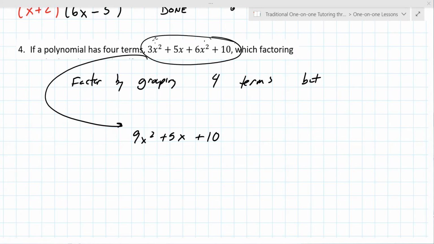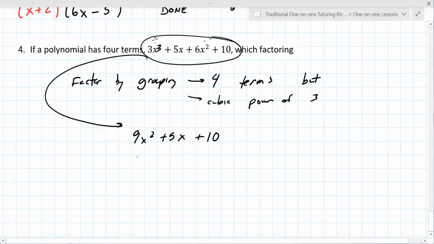Problem is, I think the instructor meant to make one of these cubed. I really think the instructor meant that, because the other factor by grouping problems you're looking for usually have a cubic, or power of 3. Yeah, because this one right here does not factor. And let me show you how it does factor if it's the other one.